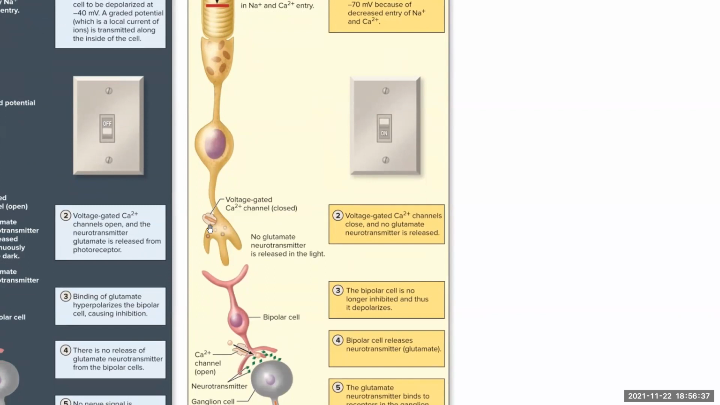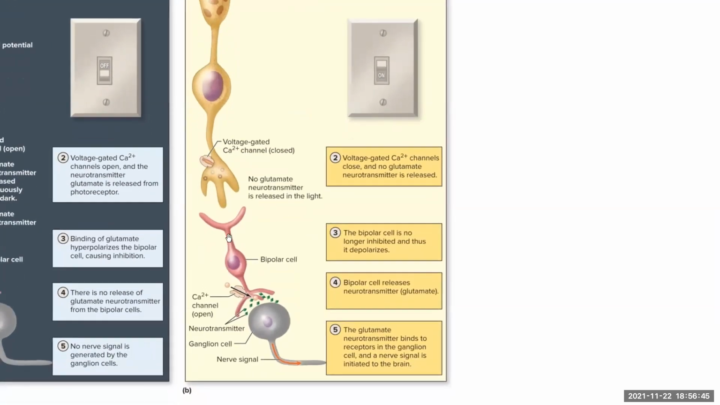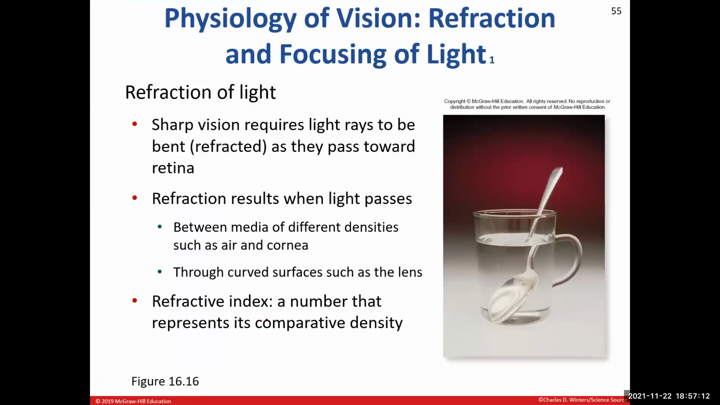So our voltage-gated calcium channels are no longer opening up and releasing glutamate. Since the glutamate is not being released, the bipolar cell is no longer hyperpolarized. It's not being inhibited anymore, so it can do its thing. It opens up its calcium channels and releases glutamate onto the ganglion cell, and it causes the ganglion cell to now generate action potentials, which are going to travel back towards the brain. And that's phototransduction for you folks.